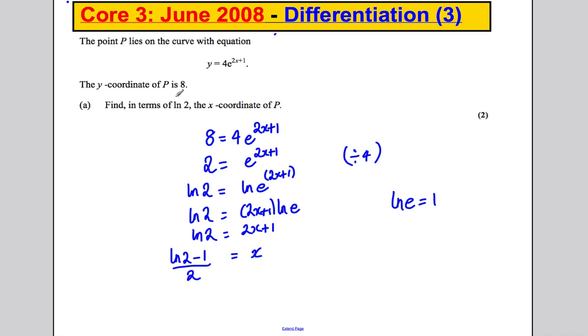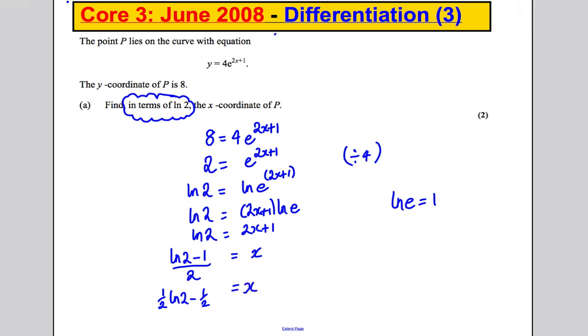Do not work it out. It asks you to leave it in terms of ln 2. Don't type that in your calculator and do any sort of rounding. Leave it in terms of ln 2. Equivalently, this could have been a half ln 2, subtract a half, dividing both of these by the 2, is equal to x. So there we go.